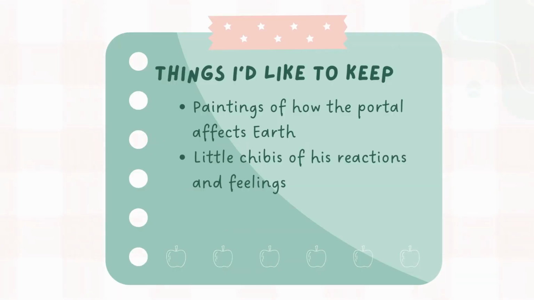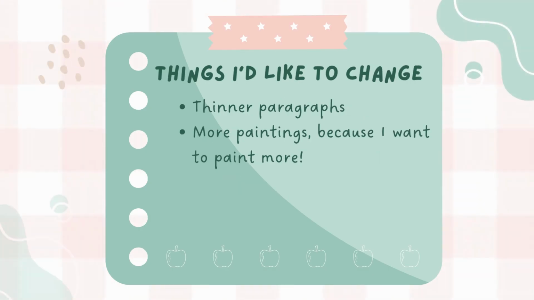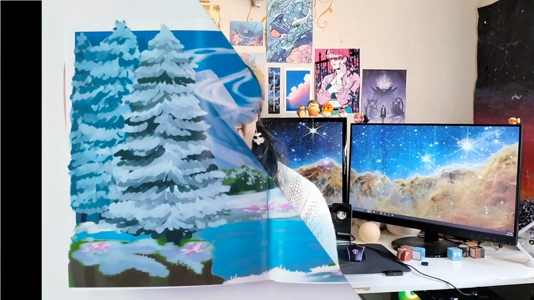So things I want to keep from these 2 pages. I like how there's paintings about the portal and how it affects Earth, and I like the little chibis of his reactions and feelings. Things I'd like to change is, I want thinner paragraphs and I want more paintings, because that's what I want to look at more myself anyways.